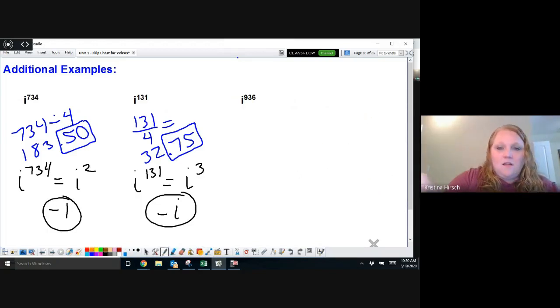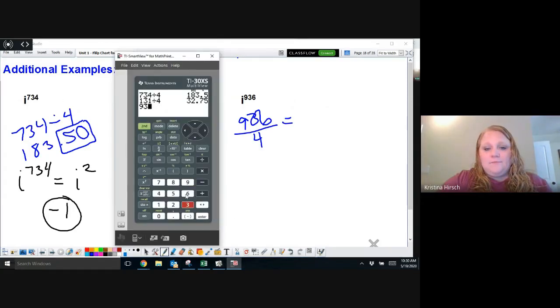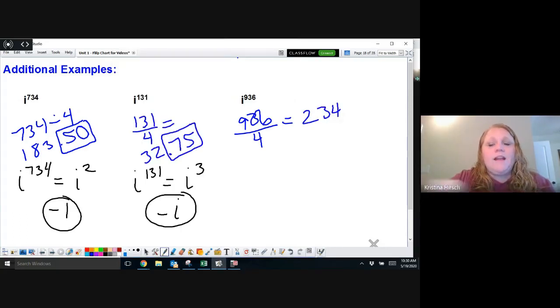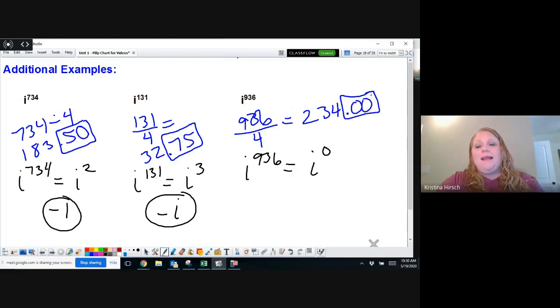So then this last example, I would have 936 divided by 4. 936 divided by 4 is 234. Now don't get confused. Think about money. And 234 what? Dollars. So are there any quarters? No, there's no quarters. So i to the 936 would be equivalent to i to the 0 power, and anything to the 0 power is 1.